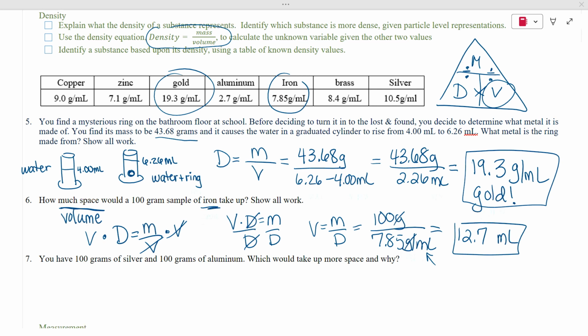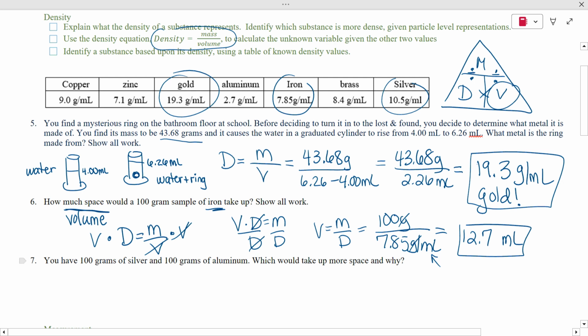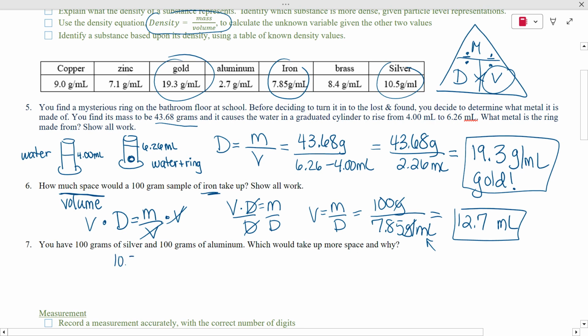And then let's look at this last density problem here. You have 100 grams of silver and 100 grams of aluminum. Which one would take up more space and why? We could do this mathematically, or we could just do it theoretically. Let's talk about it theoretically first. So silver has a density of 10.5 grams per milliliter, and aluminum has a density of 2.7 grams per milliliter.